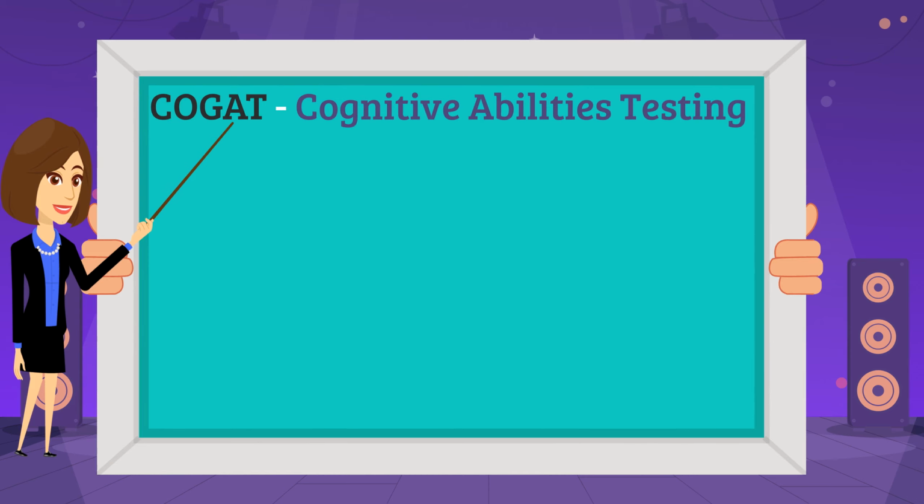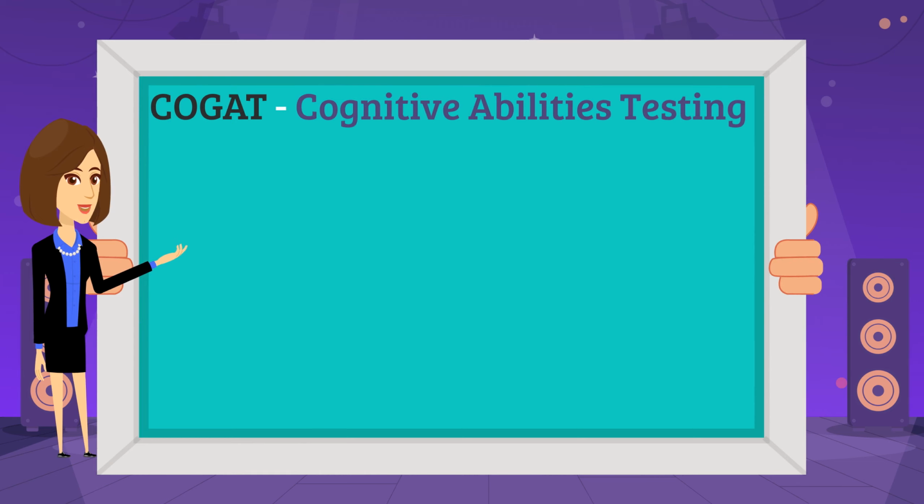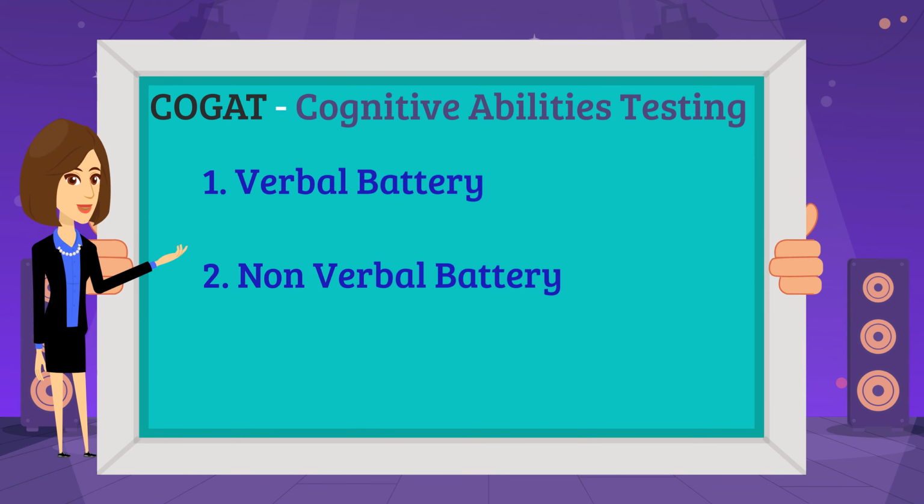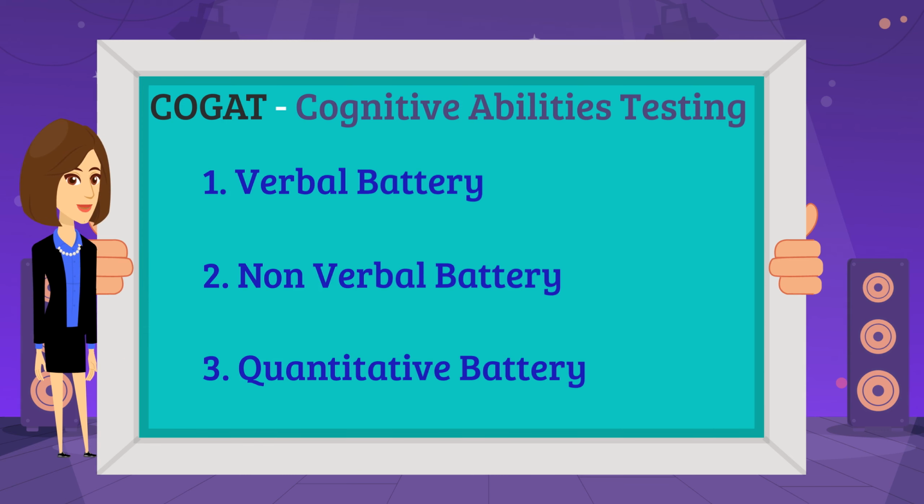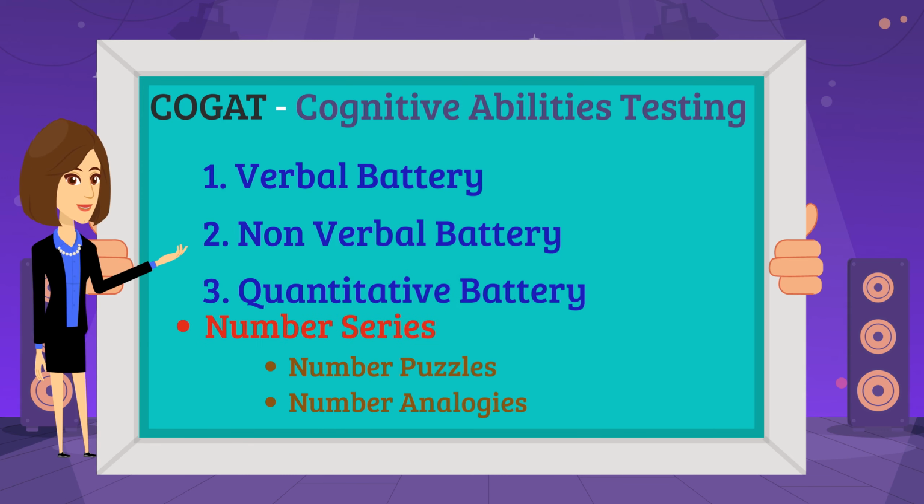COGAT, Cognitive Abilities Testing. COGAT is classified into three categories: verbal battery, non-verbal battery, and quantitative battery. Number series is one of the sections in the quantitative battery, which we are going to learn in this video.